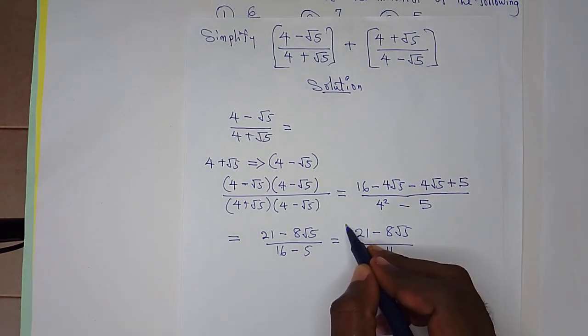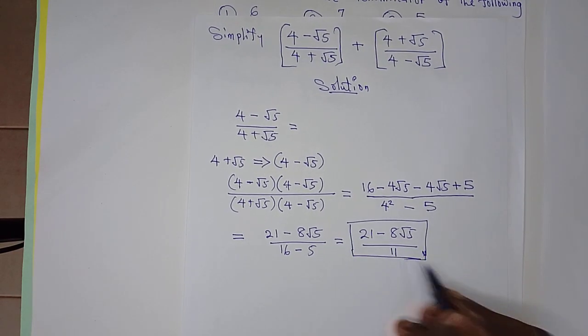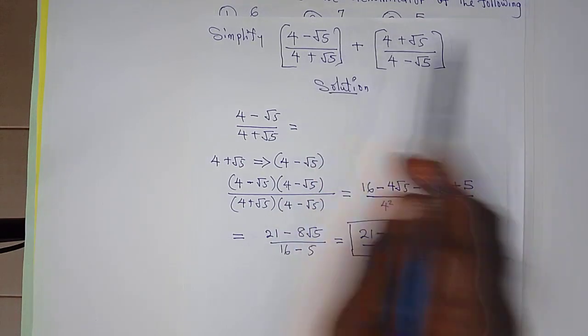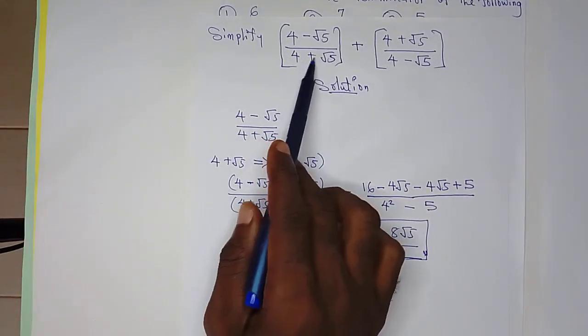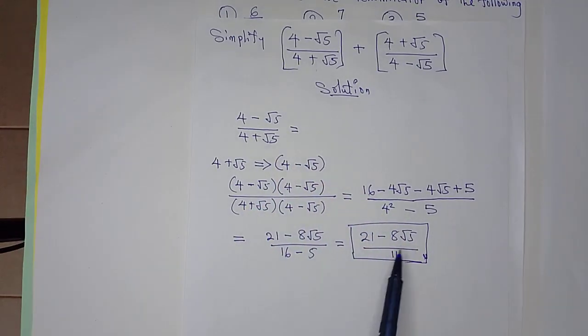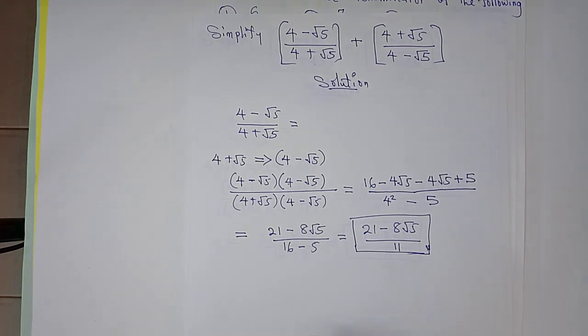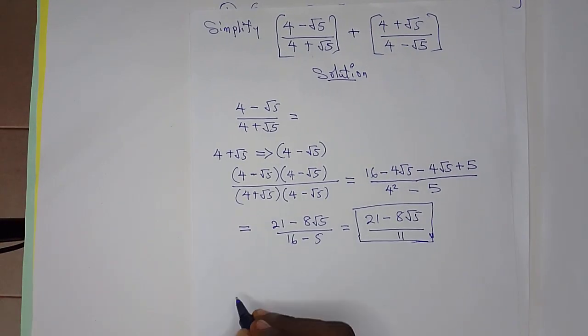So now let's drop it here. Let's keep our first simplification. That's after we have simplified this, we got this. So let's keep it here. Now let's target this one. Let's solve for this one and see what we are going to get.